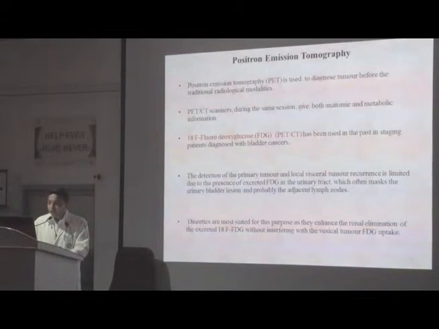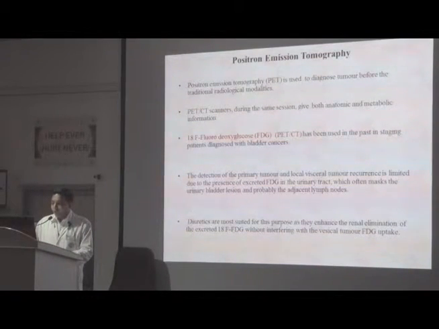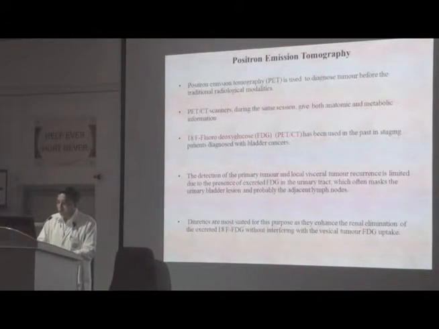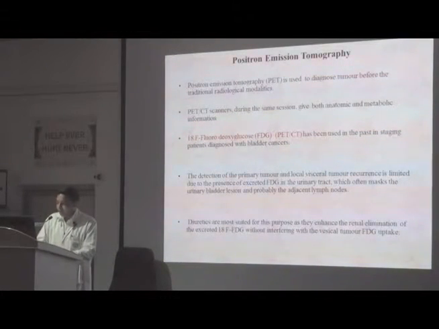Coming to PET, it is used to diagnose tumors before the traditional radiological modalities. PET-CT scanners give both anatomic and metabolic information during the same session. Here 18F FDG PET has been used in the past in staging patients diagnosed with bladder cancers. The detection of the primary tumor and local visceral tumor recurrence is limited due to the presence of excreted FDG in the urinary tract, which often masks the urinary bladder lesions and probably the adjacent lymph nodes. Diuretics are most suited for this purpose as they eliminate the excreted 18F FDG without interfering with the vesical tumor FDG uptake.